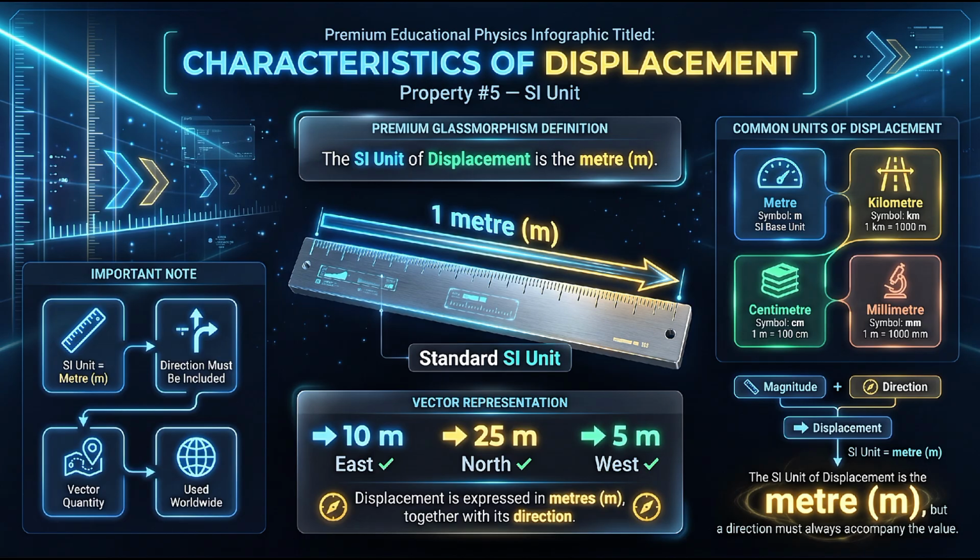For smaller displacements, we often use centimeters, represented by the symbol cm. 1 meter is equal to 100 centimeters. Centimeters are useful for measuring the displacement of small objects, such as the movement of a book across a table, or the position change of a laboratory instrument.